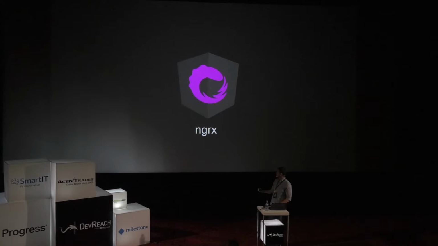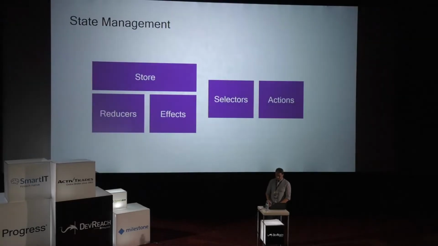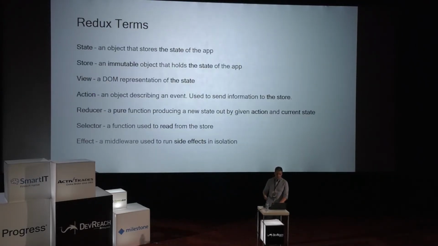So for our example, we're going to use NgRx, which is basically a Redux implementation for Angular, which builds on RxJS, which we already saw. So we can separate our state management into these 5 modules. So we have the store, reducers, effects, selectors, and actions. I know that sounds a bit overwhelming, but we'll see what it means.